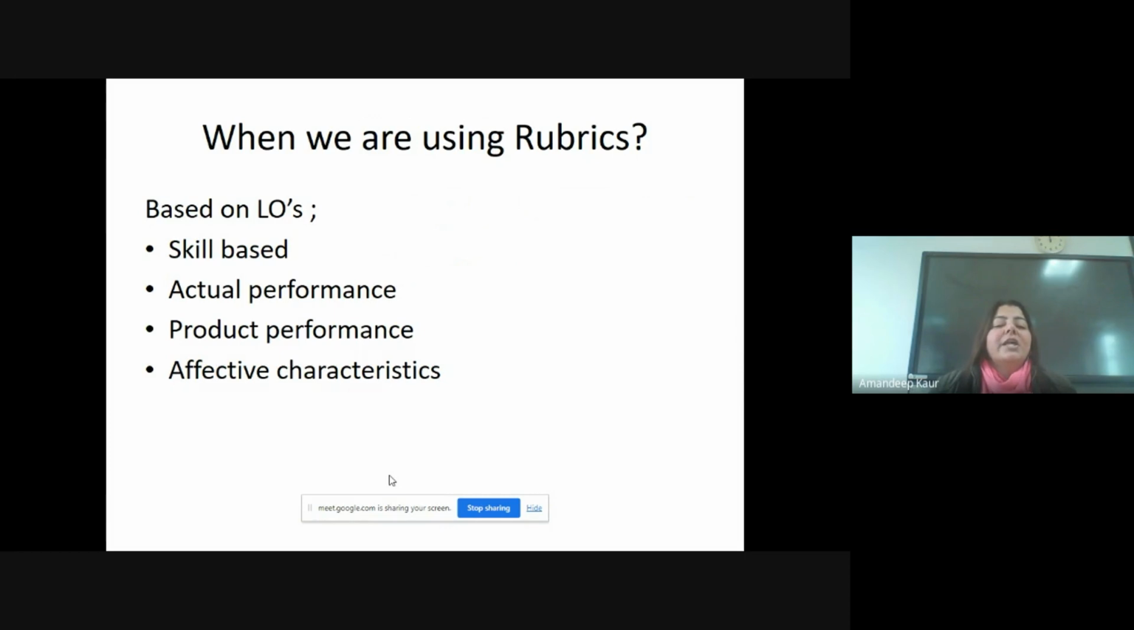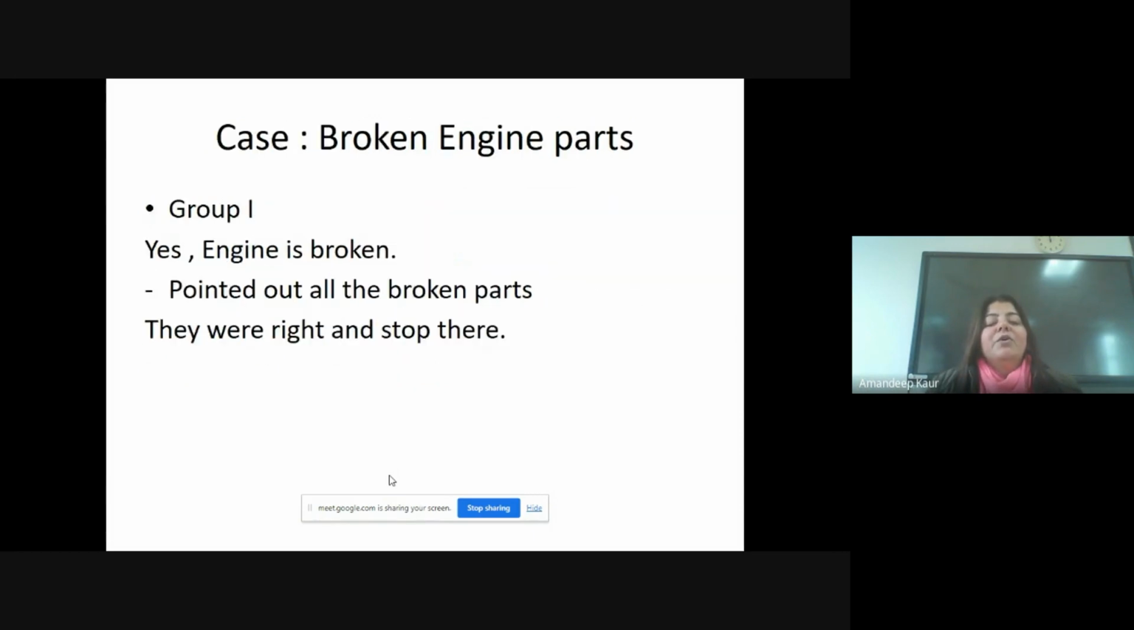So the next question arises, when we are using a rubric, it is totally based on the learning outcome that you want to achieve. So it can be used for skill based activity. It can be used for the actual performance, for the product performance, and for the need of the affective characteristics. So these are the 4 parameters on the basis of which we can say that rubric is directly linked with the learning outcome. Learning outcome is directly linked with the assessment strategy and with the final evaluation process.